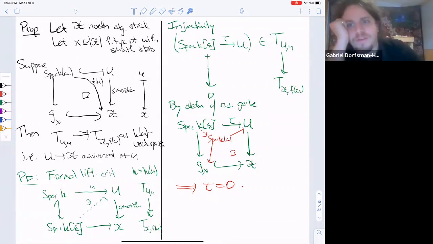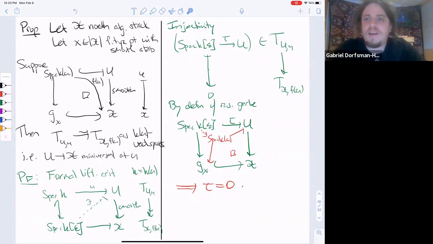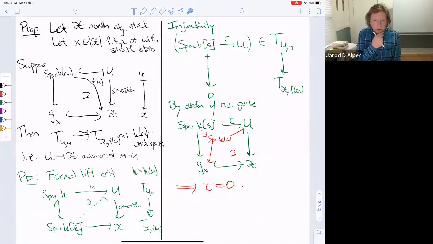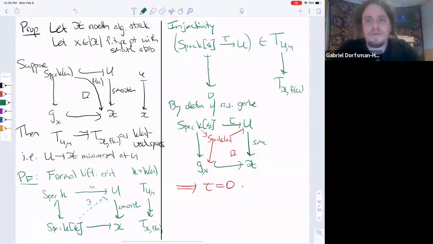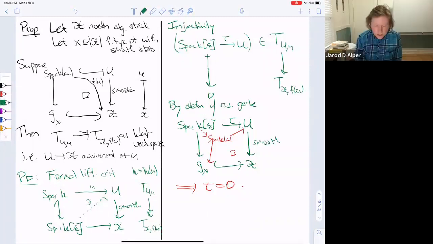I think I might be a little confused, but it's not true that this map U to X is étale. So étale isn't going to mean isomorphism on tangent spaces. Is that true? Right. In this case, somehow, okay. Yeah, because these maps are only smooth. So you don't get for free that it induces bijections on tangent spaces.